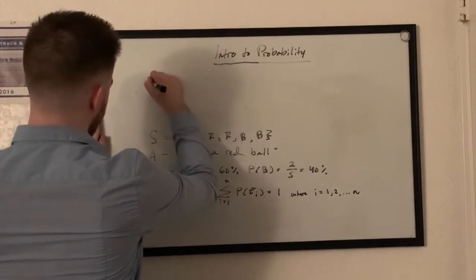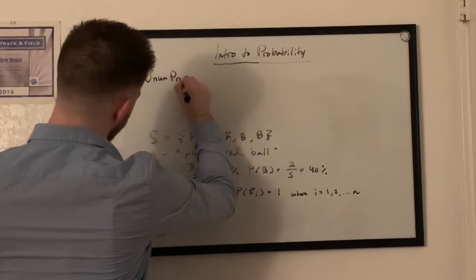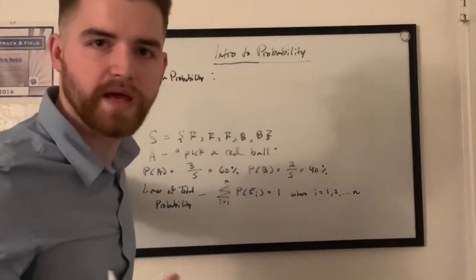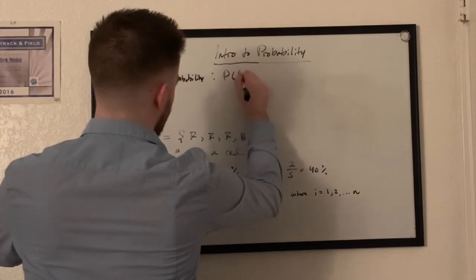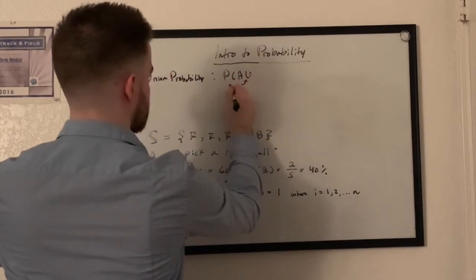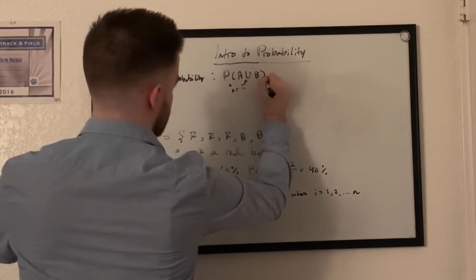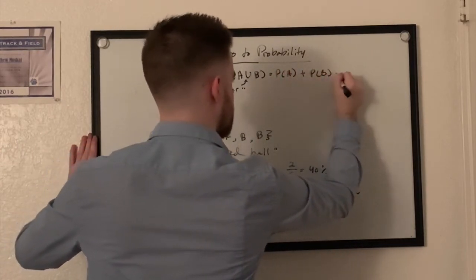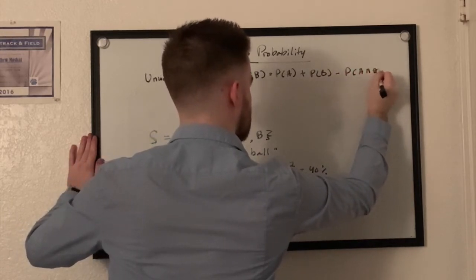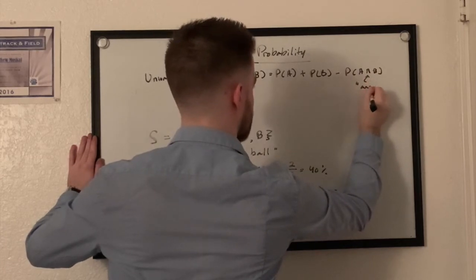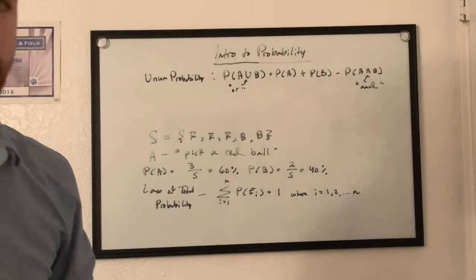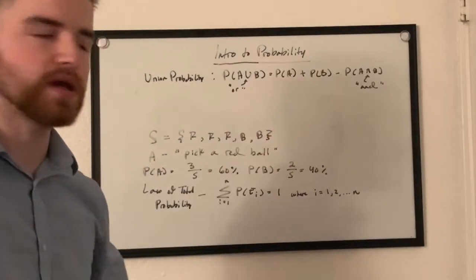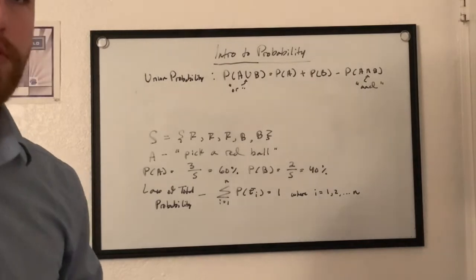This says if you have two events, let's call them A and B, the probability of A or B occurring, and this right here means or, is equal to the probability of A plus the probability of B minus the probability of A and B occurring. This symbol means and. Now I just want you to take a look at that for a second. The probability A or B occurs is equal to the probability of A plus the probability of B minus the probability of A and B occurring.